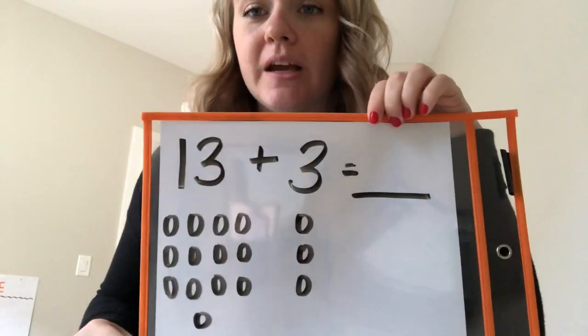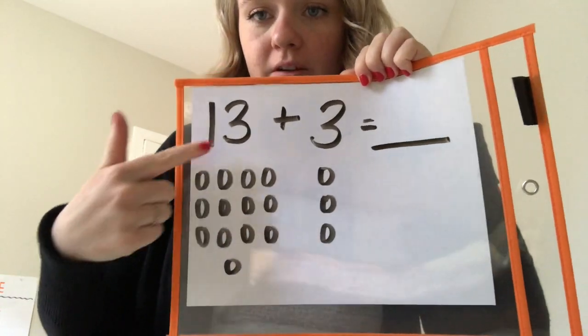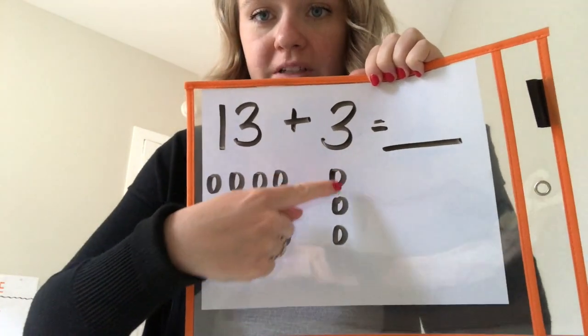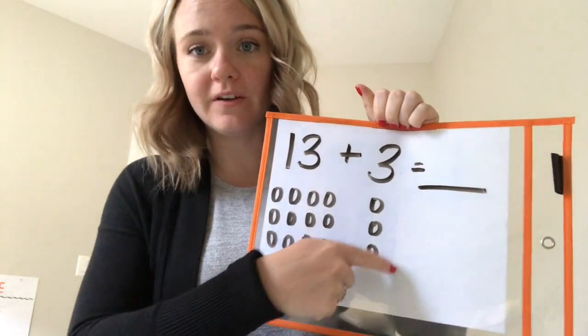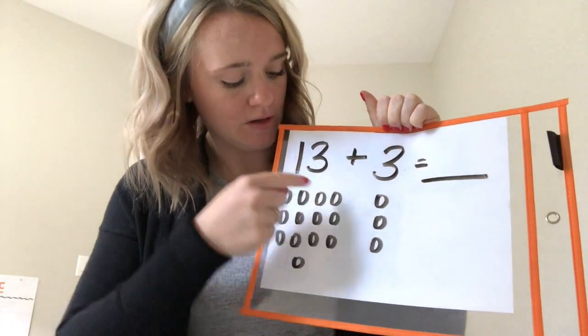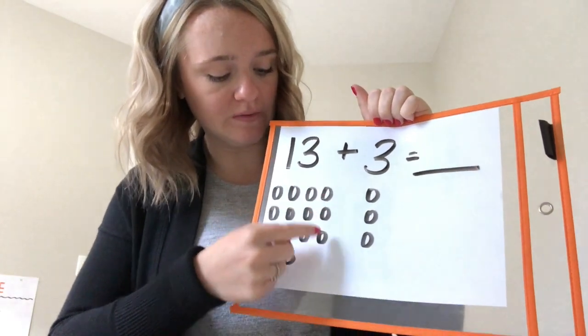Alrighty, so we're gonna try the problem 13 plus 3. So if I start counting on from 13, I'm gonna go 13, 14, 15, 16. My answer is gonna be the same though if I go the other way. If I start at 3 and I count on 4, 5, 6, 7, 8, 9, 10, 11, 12, 13, 14, 15, 16. Either way, I'm going to get the answer 16.